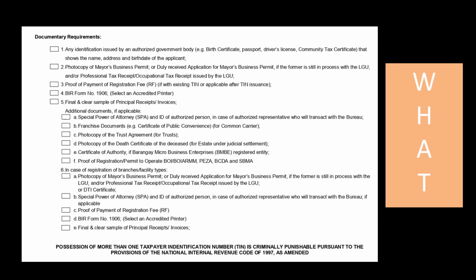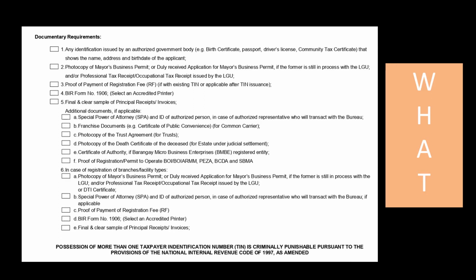This is when you select the printer for your initial set of invoices and official receipts. Number 5 would pertain to those that would need to issue receipts, whether sales invoice or official receipts. So these are those that are sole proprietors or those professionals. Or in the case of mixed income earners, they have to comply with number 5.